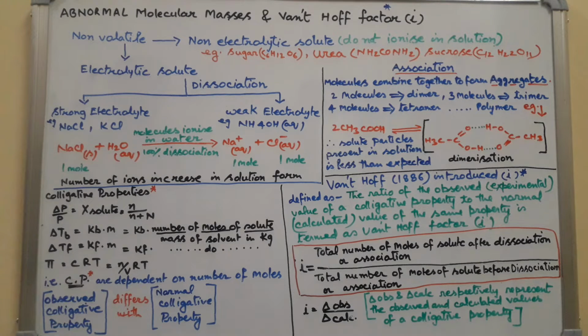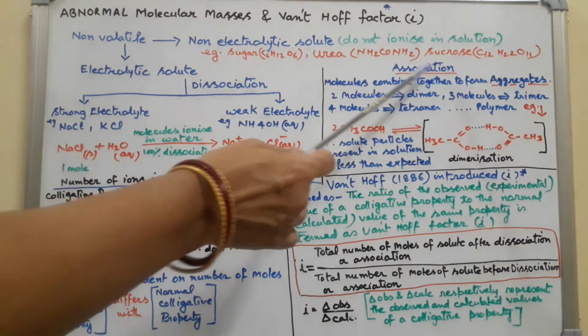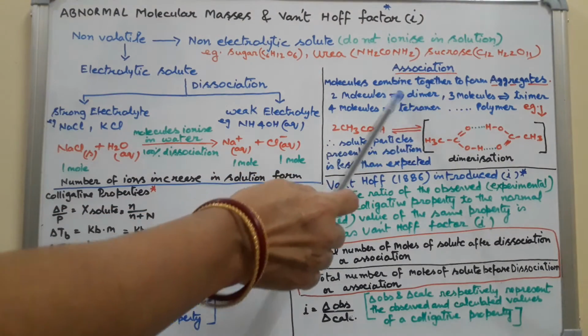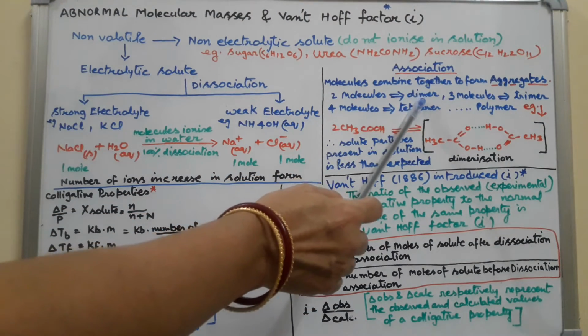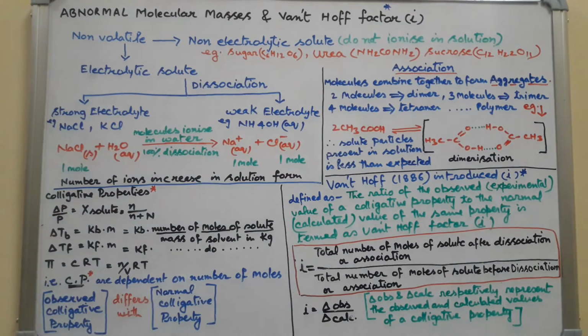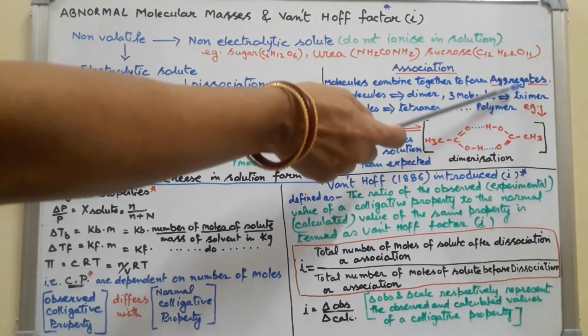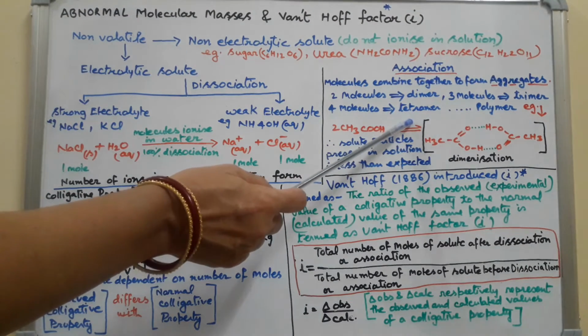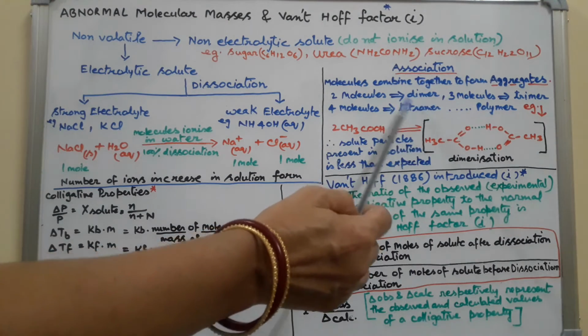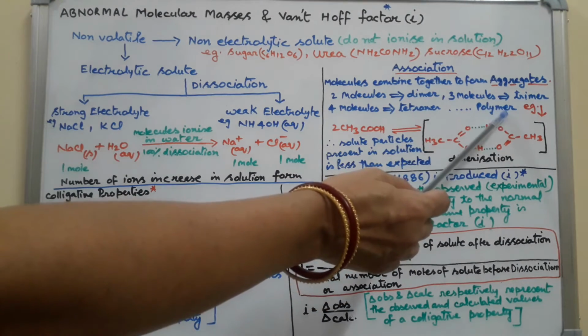Okay. Now let's see another concept here, that is association. There are some molecules which combine together to form aggregates. Now let's see these terms also. When 2 molecules combine, it forms a dimer. When 3 molecules combine, it is called a trimer. When 4 molecules combine together and form an aggregate, we call it a tetramer, and so on. When a number of molecules aggregate with each other, we call it a polymer.